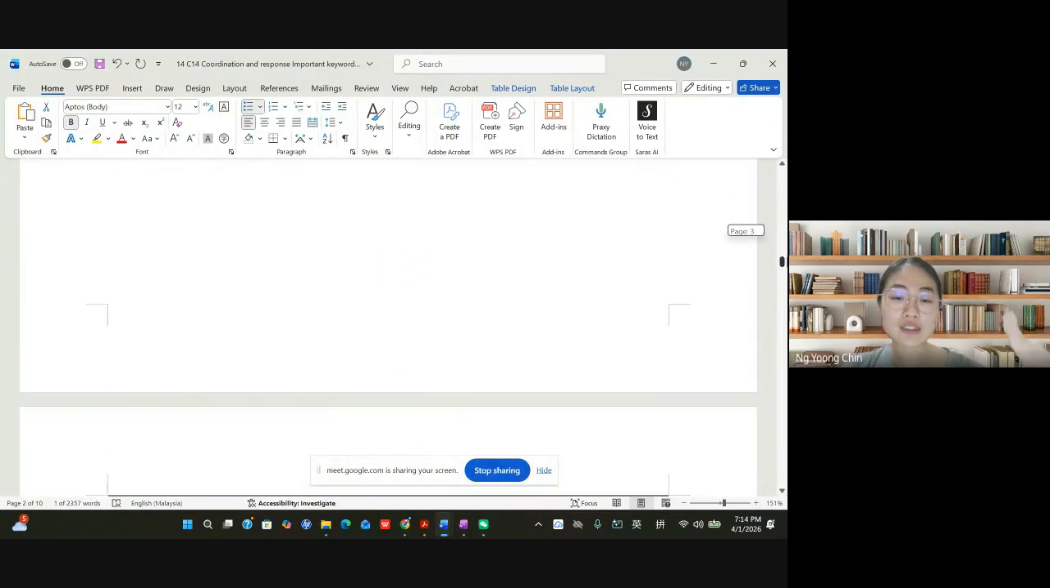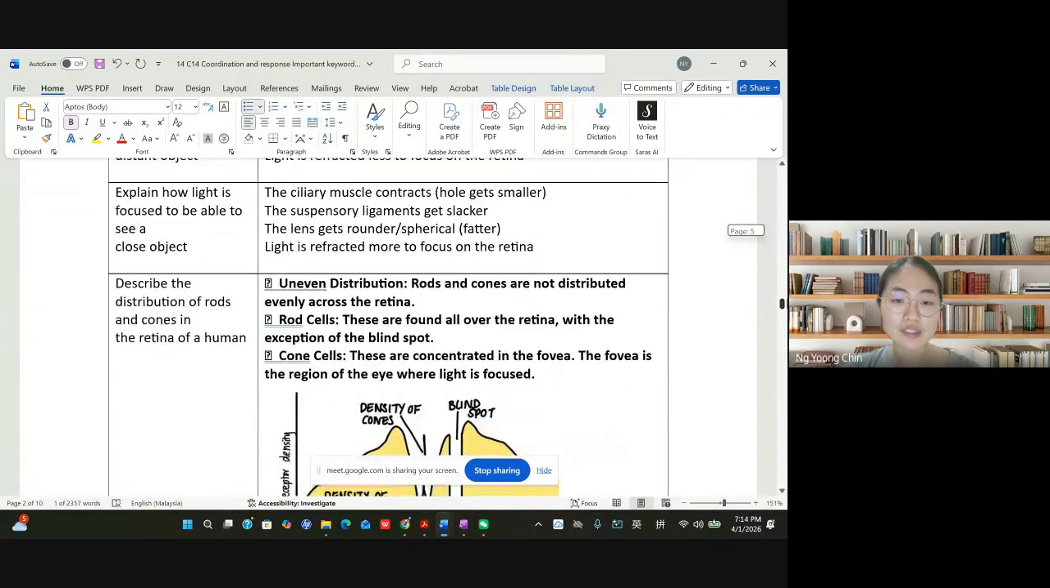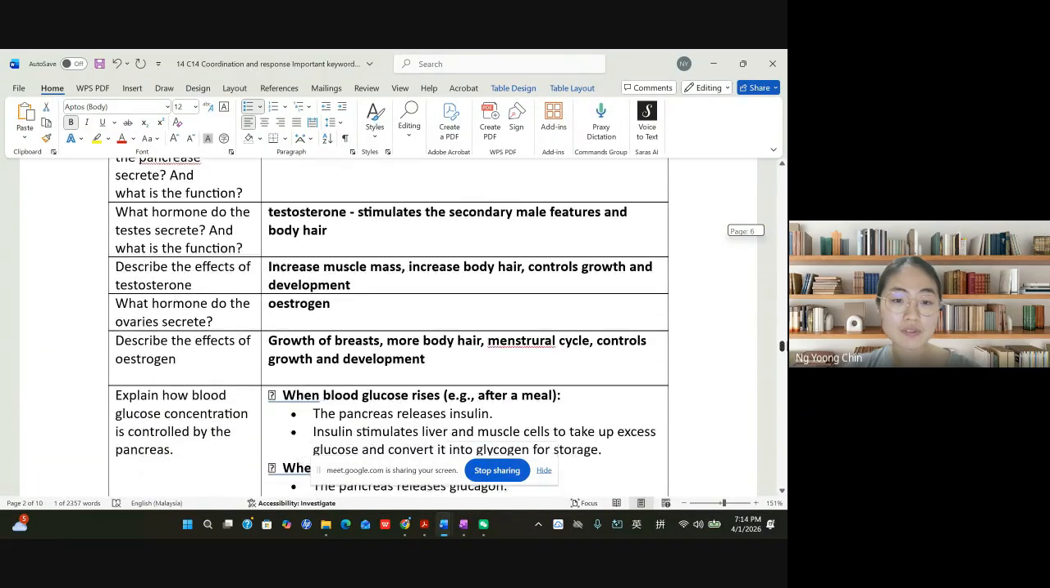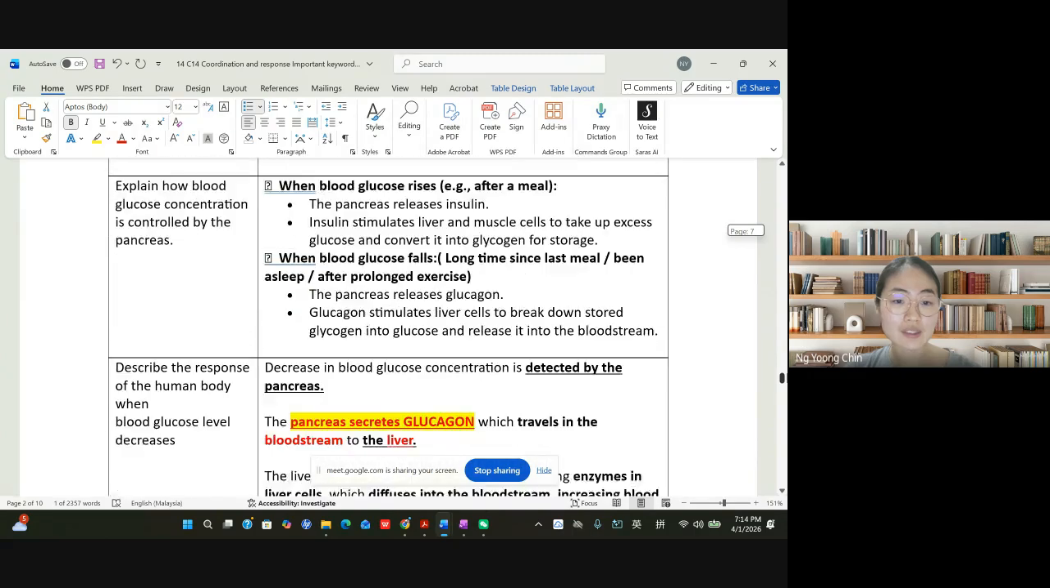Just read this note and then you're able to score in the exam. Yeah, I already arranged it for you. Just read this note, which is here.